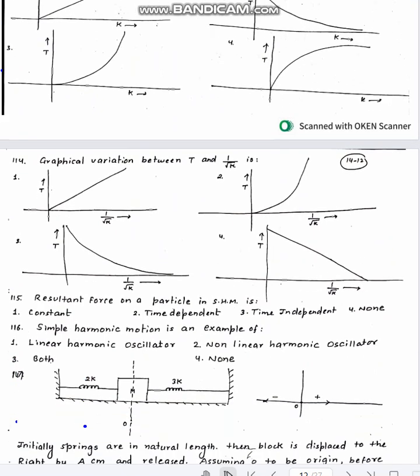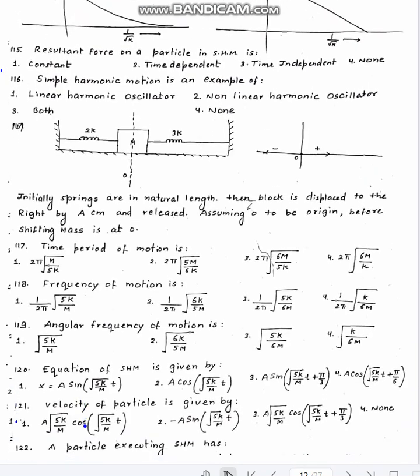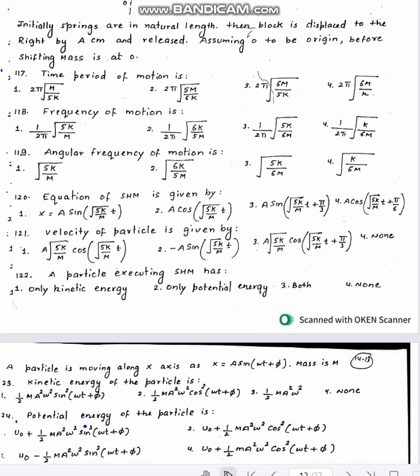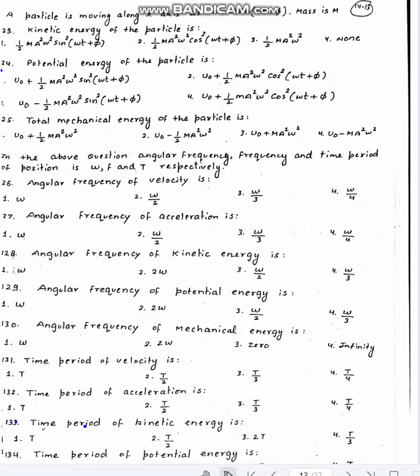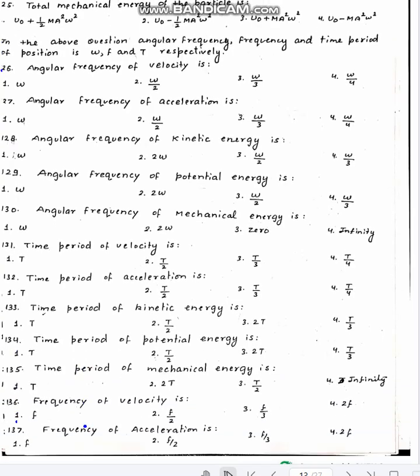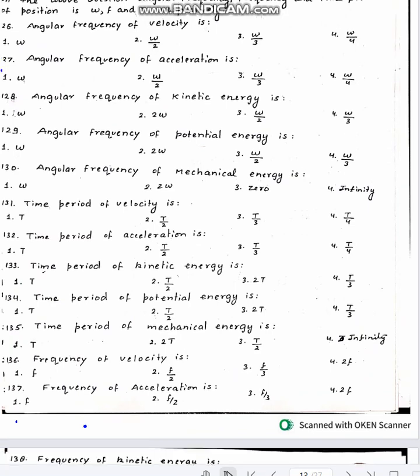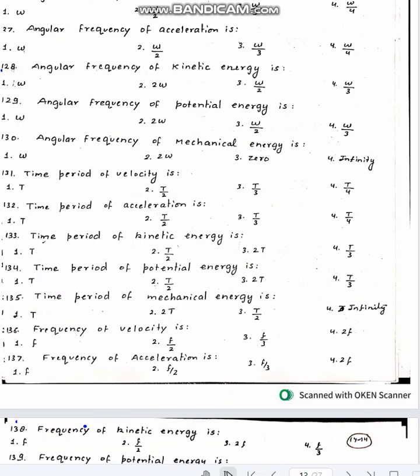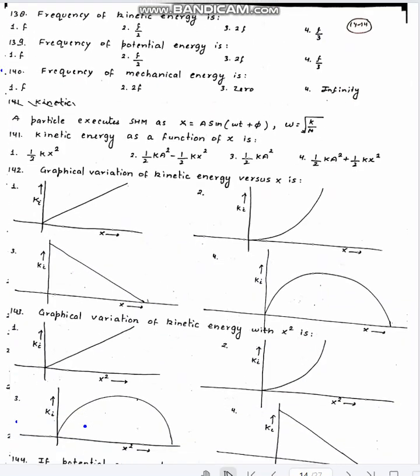Then we have resultant force in SHM. Then we have a spring mass system. We need to find its time period, frequency, angular frequency, equation, velocity. Particle executing SHM has. Then we have equation of SHM. We need to find the kinetic, potential and total mechanical energy. Then we have to find angular frequency of velocity, acceleration, kinetic energy, potential energy, mechanical energy, time period of velocity, acceleration, kinetic energy, potential energy, mechanical energy, frequency of velocity, acceleration, kinetic energy, potential energy, mechanical energy.